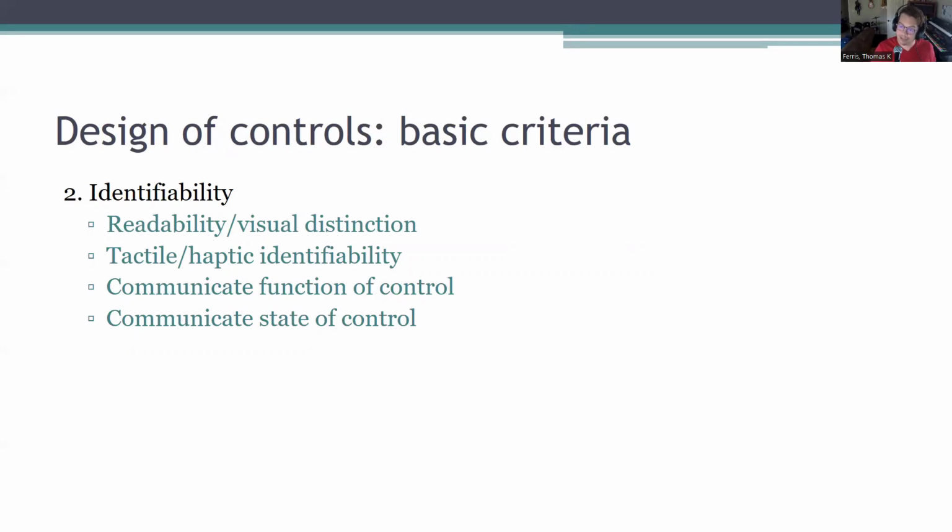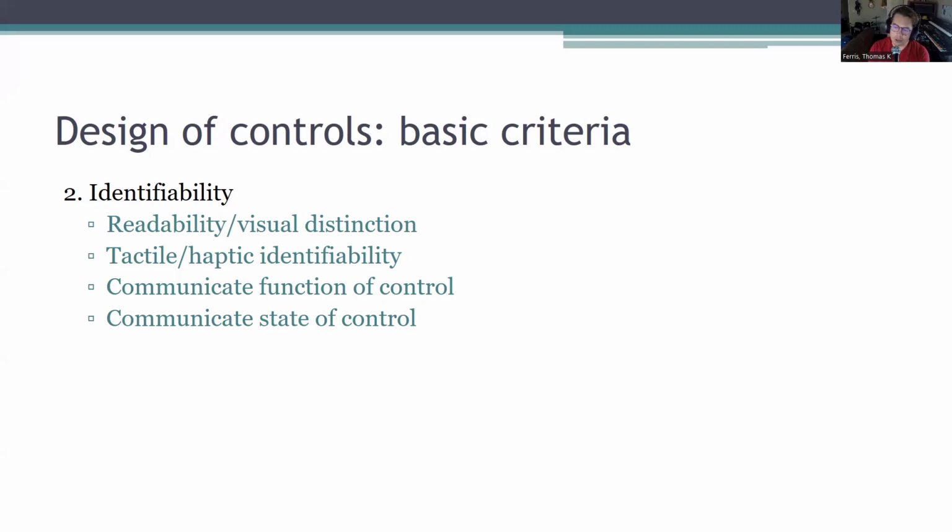Okay, so identifiability. Now we get to talk about the Alphonse Chapanis stuff again and about the Suarez case and the accident there, right? And so first of all, we need to know what that control does visually. We need to be able to read a label or see icons associated with that control, so we know how it's labeled. Tactile and haptic identifiability. I've now given you several examples of why that's important.